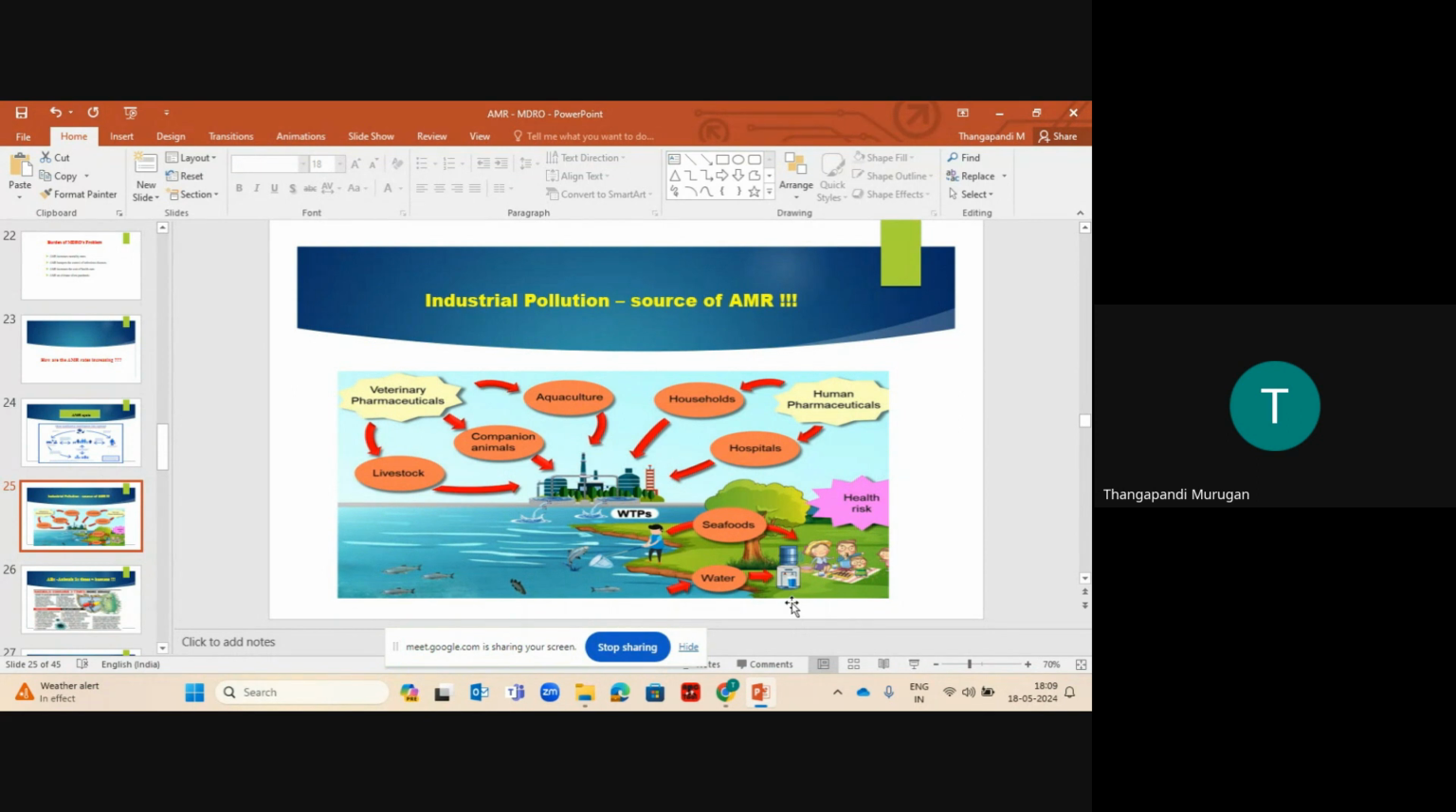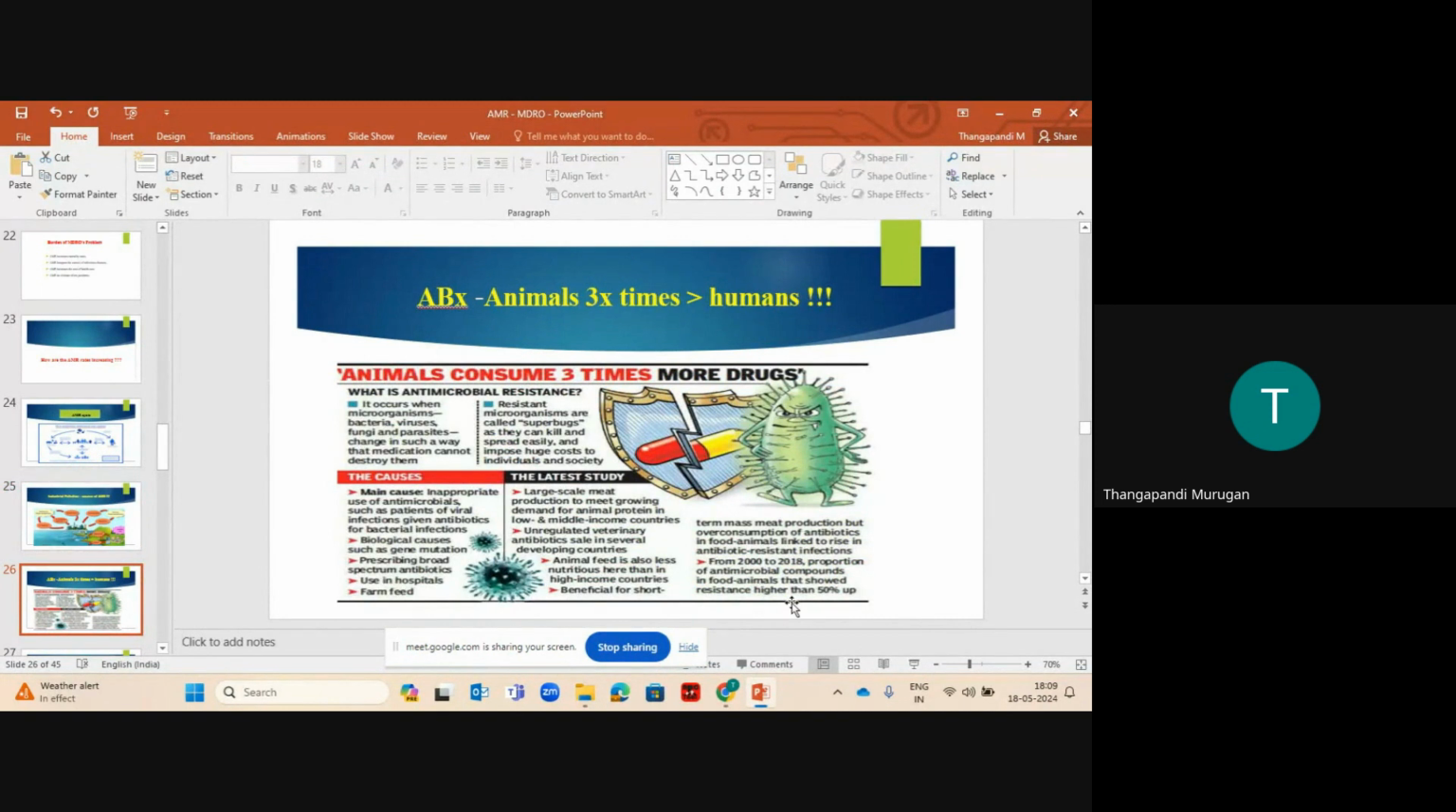Even household waste and hospital waste can also transmit the resistance. Here you can see it is in the Times of India paper, where animals consume 3 times more drugs than us, because they are consuming it from the environment. For some of the causes, the animals are also fed antibiotics. From 2000 to 2018, there was an increase of more than 50% in antimicrobial consumption in food, in food that is consumed as an animal part, either meat or so many things.